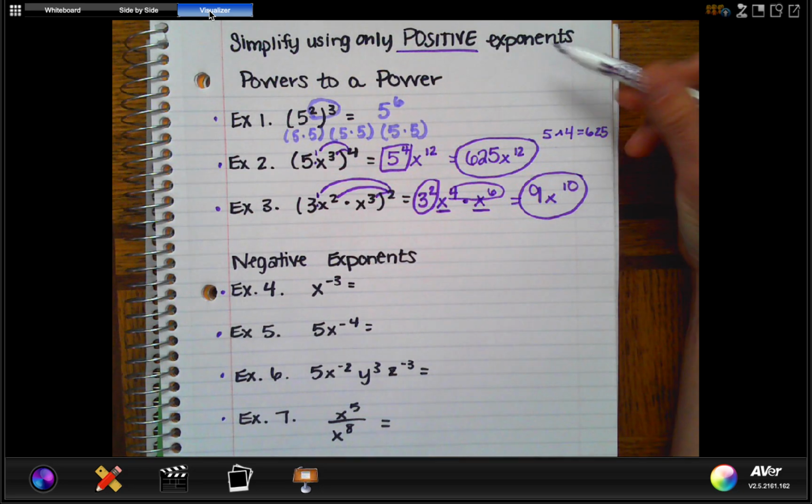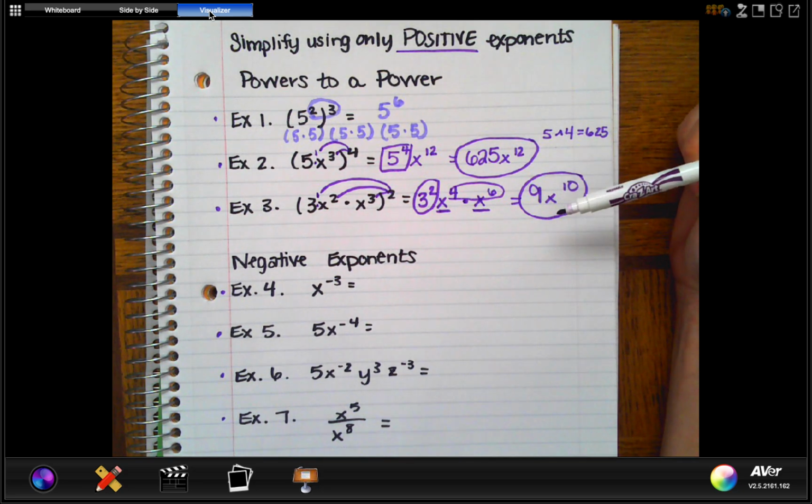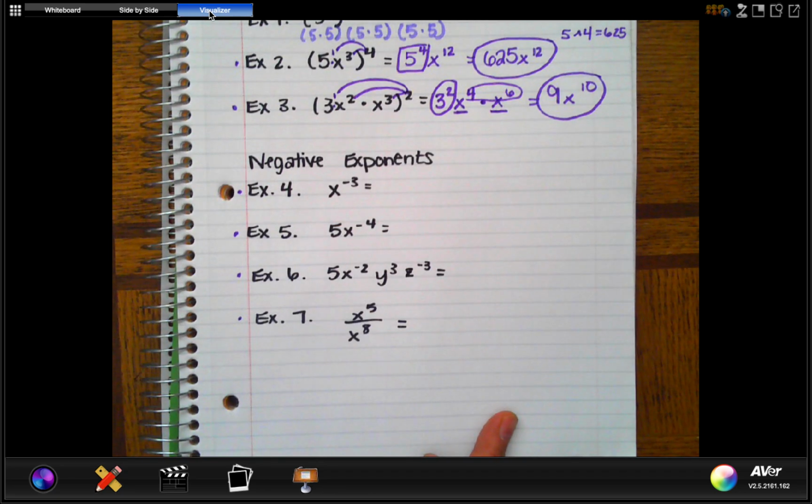And these top ones, it says use only positive exponents. We didn't run into any negatives that we had to deal with. Now, what happens if we do run into negative exponents? So let's get to that at the bottom of my page here.